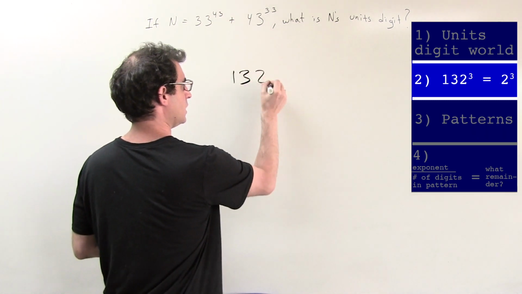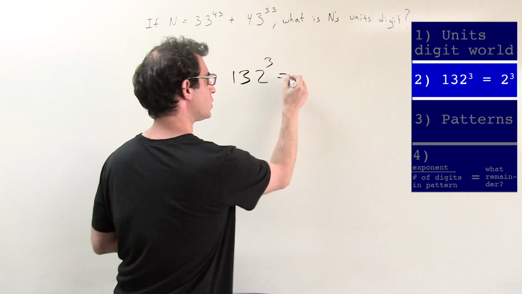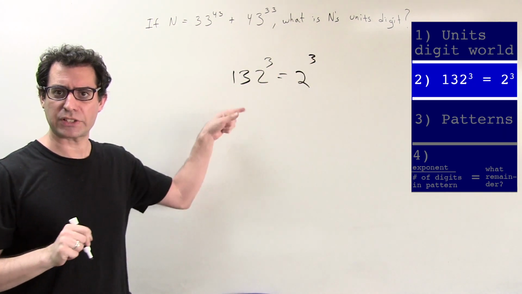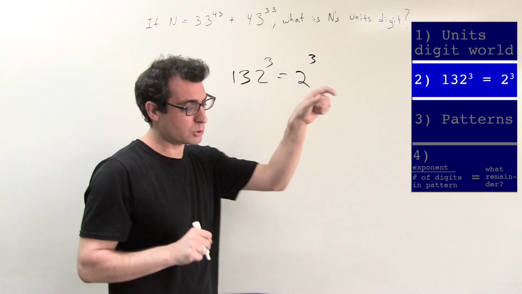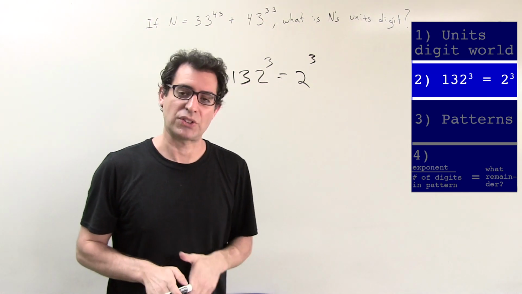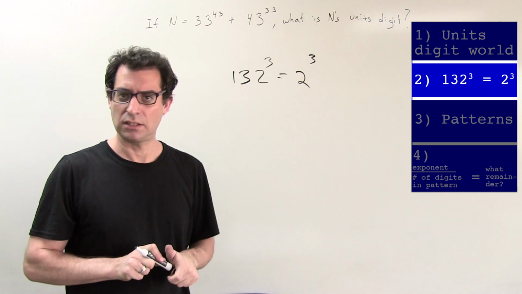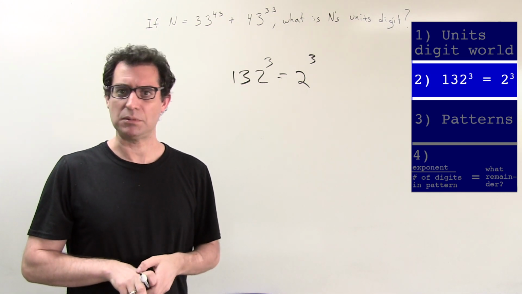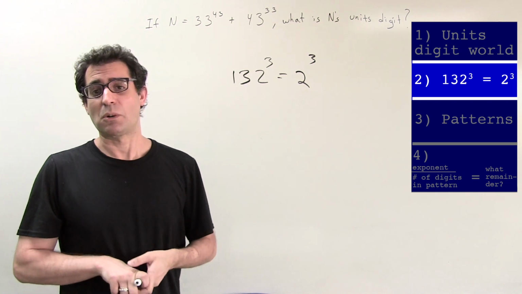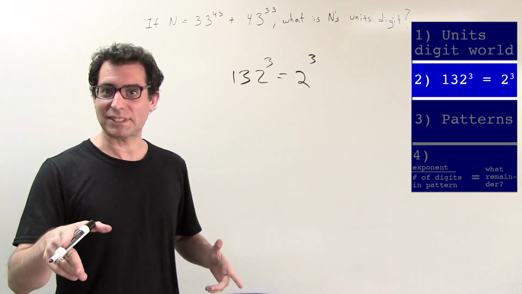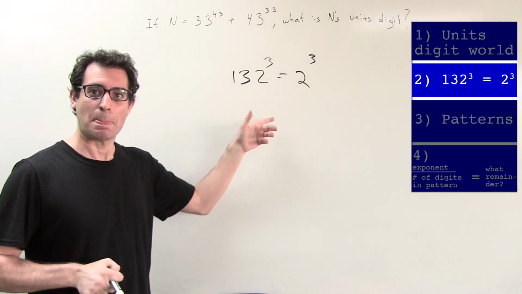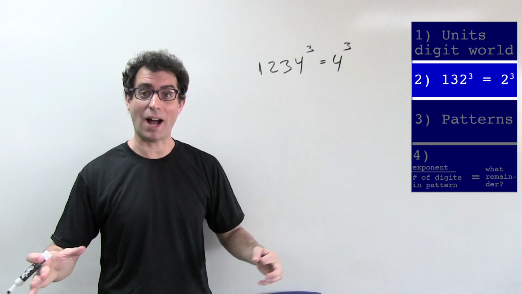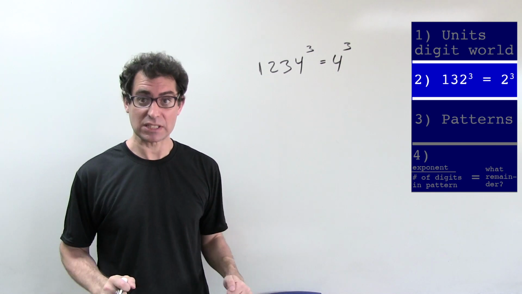132 cubed equals 2 cubed. 132 cubed is the same as 2 cubed. I know what you're thinking. Yuri, what are your qualifications to teach me this GMAT problem? Okay, well, I'm not going to answer that, but I will say that this is not as off as it looks. I'll show you why when we're living in a units digit world.